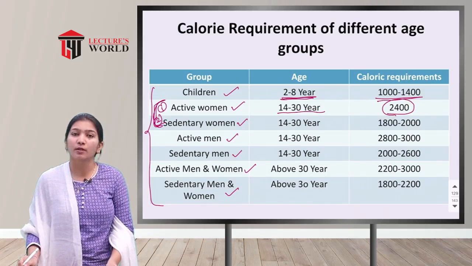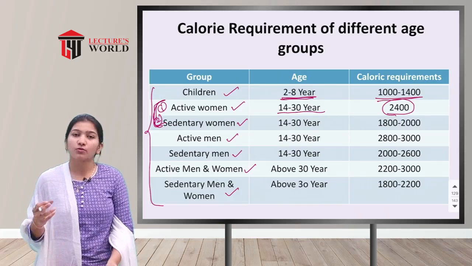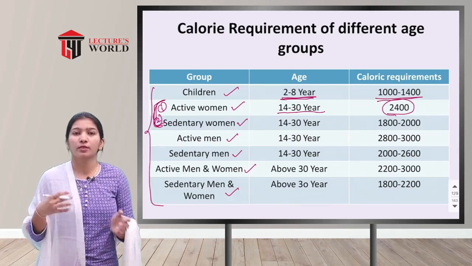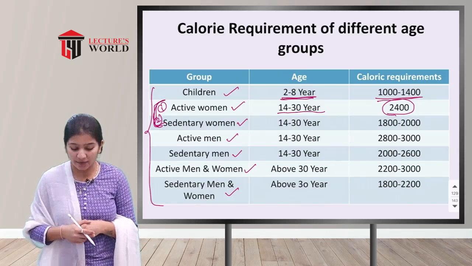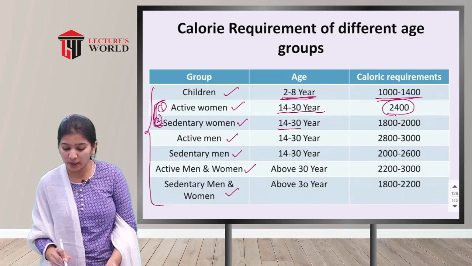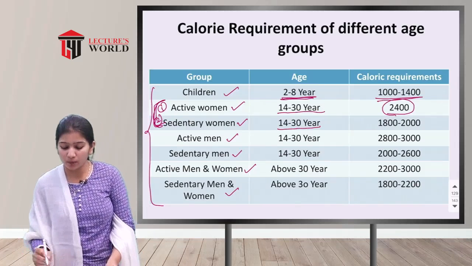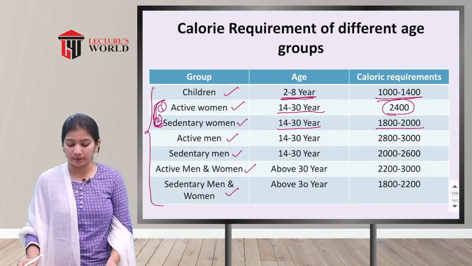Next we will talk about the sedentary woman. Those women who have a low activity level, especially those who are not doing a job, staying at home, not doing any kind of activity and living a sedentary lifestyle. Women of the same age, 14 to 30 years, should consume 1800 to 2000 kilocalorie.